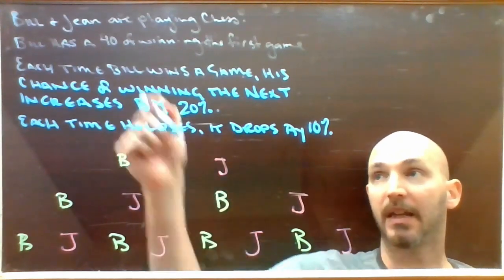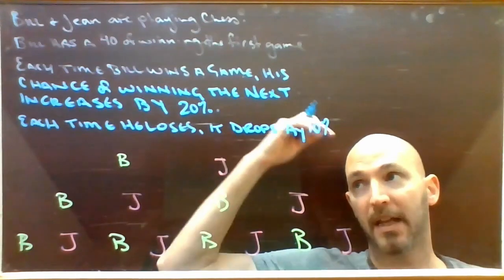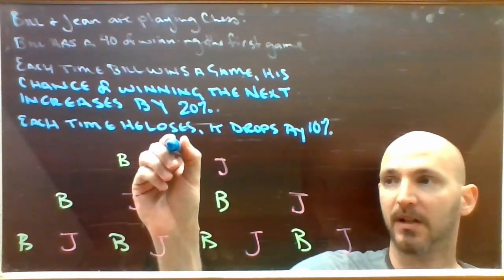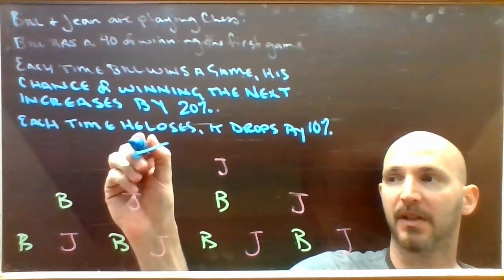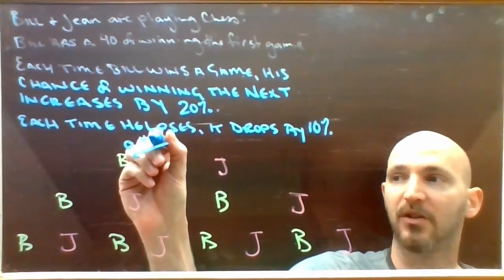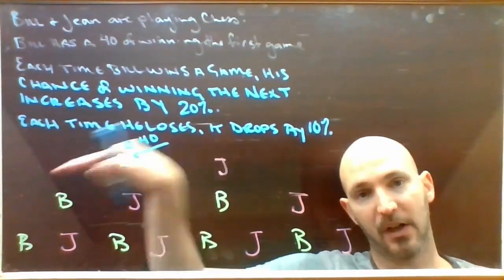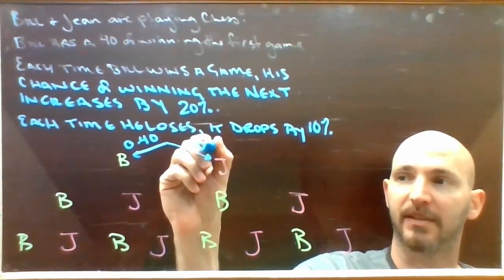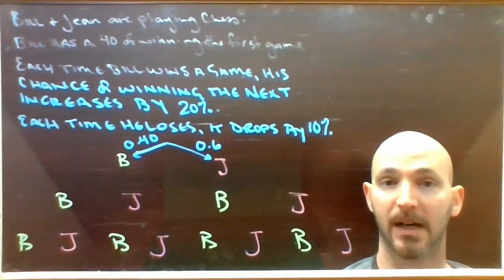So, from the get-go, we said that Bill and Gene are playing a game of chess, and Bill has a 40% chance of winning the first game. So in that first game, there's a 40% chance, 0.40, of it going that way, which means there's a 0.6 chance of it going that way.